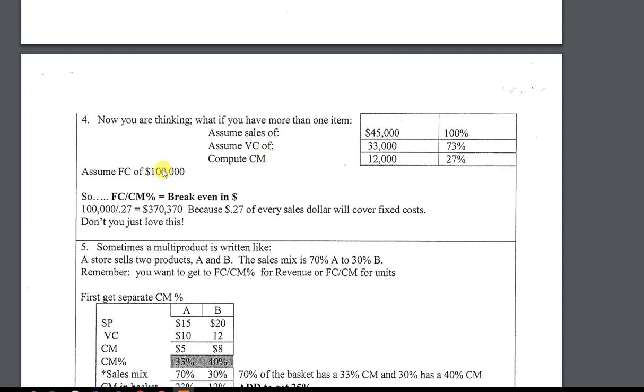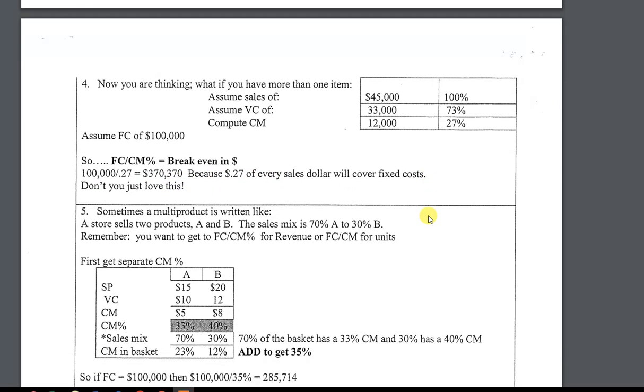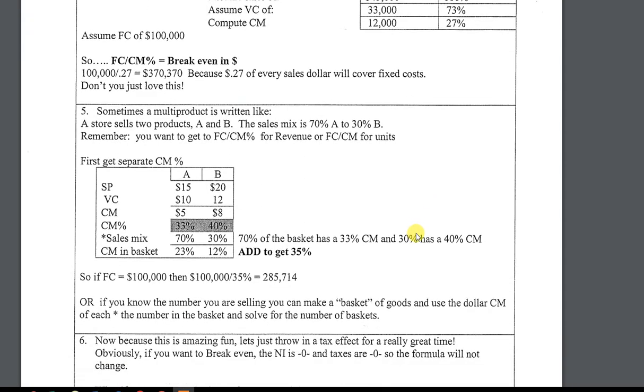So fixed costs are 100,000. I can use the shortcut method. Fixed costs of $100,000 divided by contribution margin percent is 370,370, because 27 cents of every dollar covers fixed costs. Okay? There's another type of problem that's a multi-product problem, where you have a sales mix. In a sales mix, I sell 7 items of A for every 3 items of B. Some people prefer to not do the sales mix. They like to multiply by 7 and 3 and then divide back down when they get done.